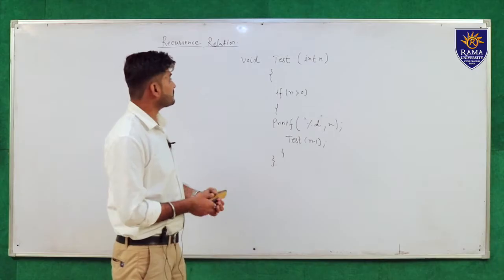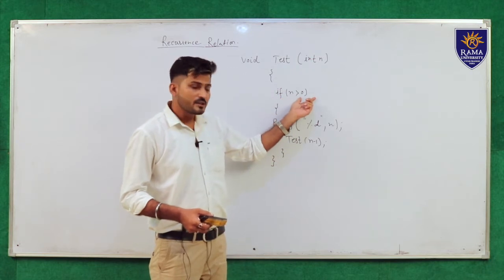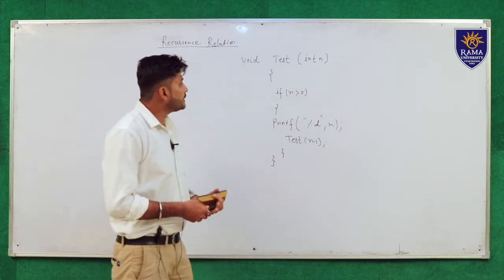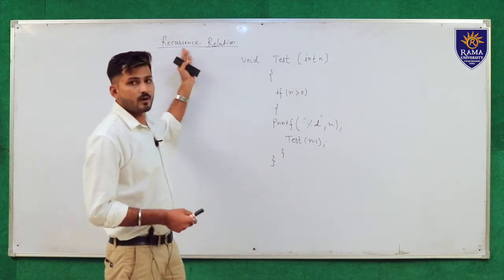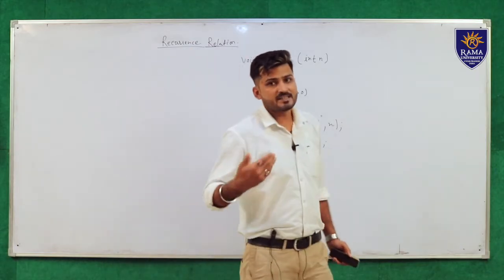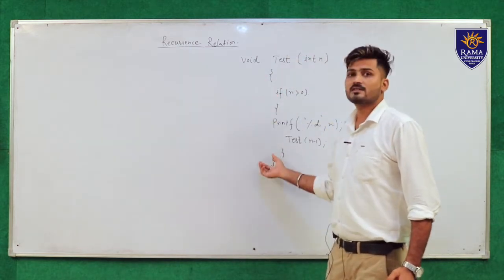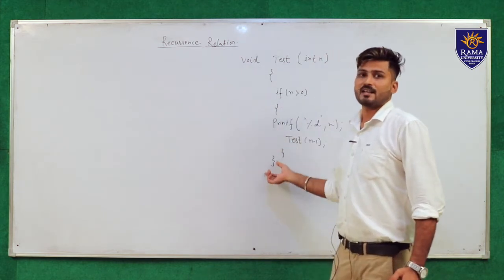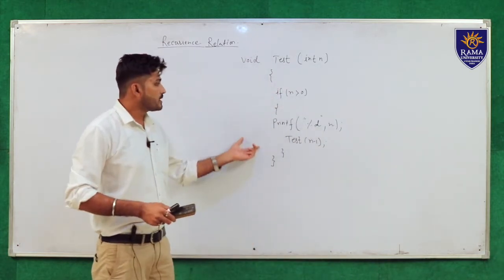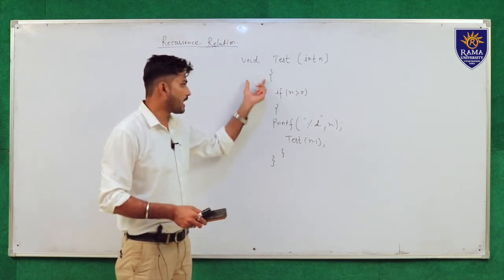So let's start. I have an example: void test(int n), if n is greater than 0, printf n and test(n minus 1). We know the recurrence. What is the meaning of recurrence? The meaning of recurrence is that when a function calls itself, it is called recurrence. So in the given example, we can easily find out this is a recurrence function example. So first we have to see how to trace this recurrence function and how to write the recurrence relation and how to solve this.